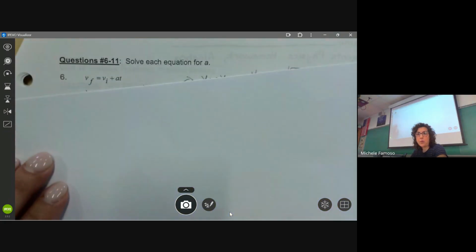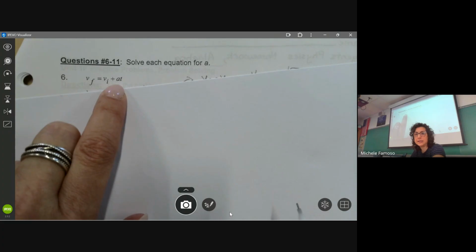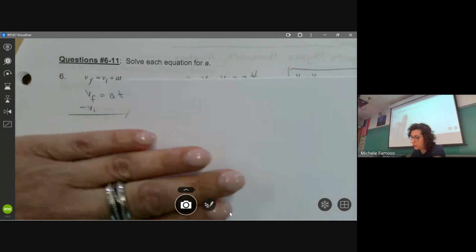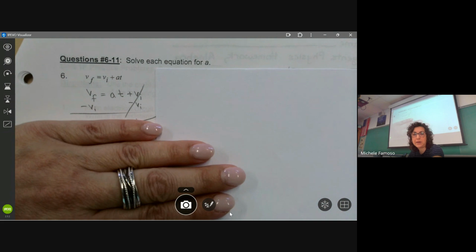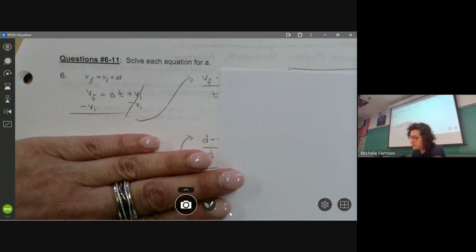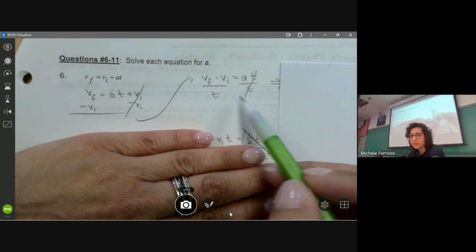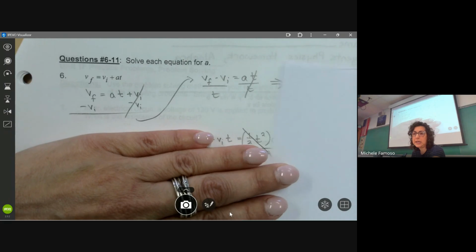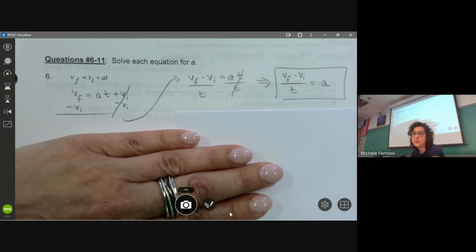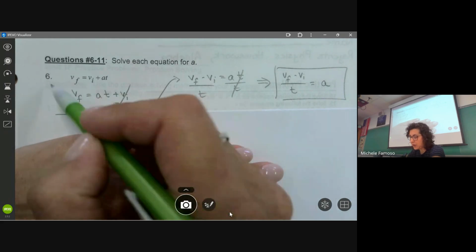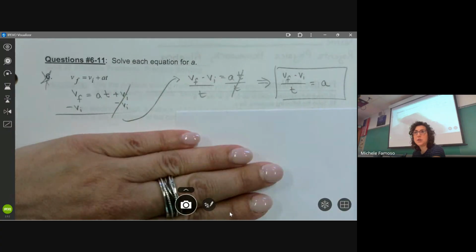Number 6. I want you now to solve this for A. Since A is in the second term, I'm going to move it around. So it's VF is AT plus VI. Then I'm going to subtract VI from both sides. That gives me VF minus VI is AT. Then I divide both sides by T, giving me VF minus VI all over T is equal to A. If you have that correct, give yourself a star.